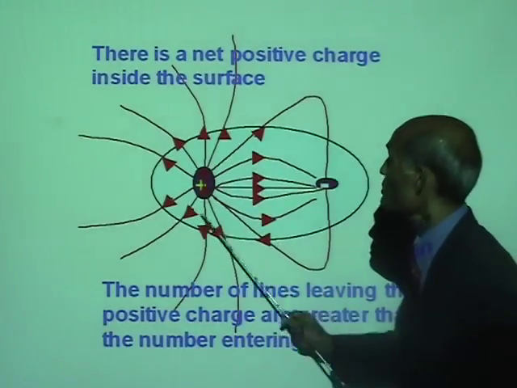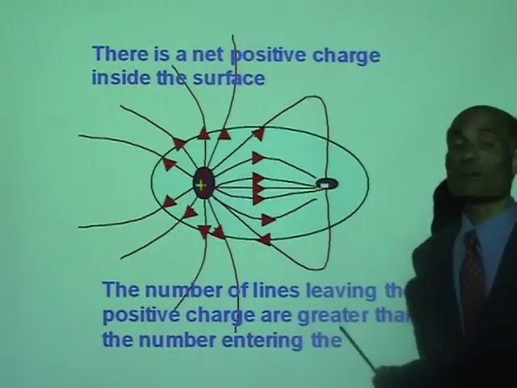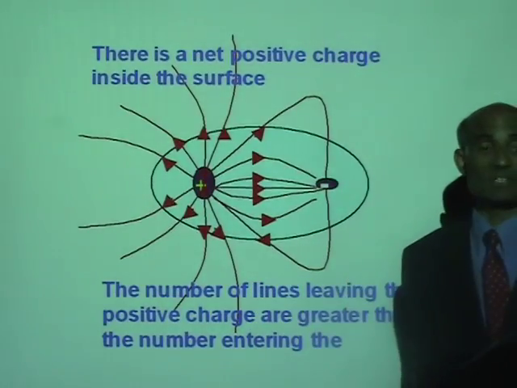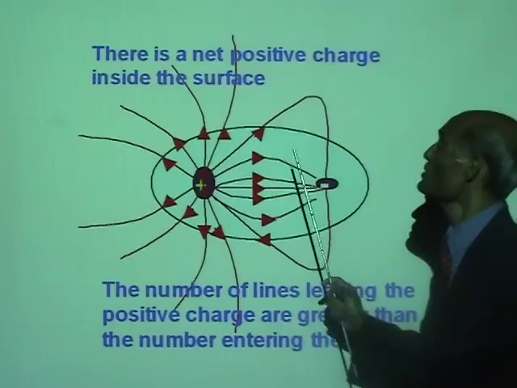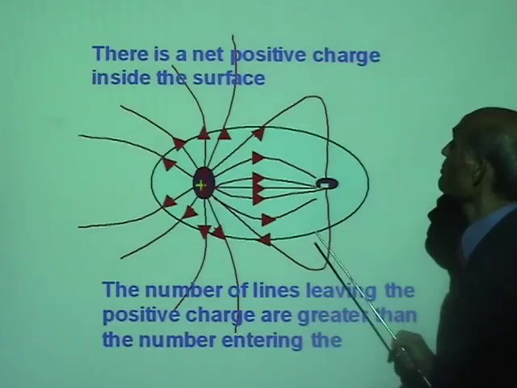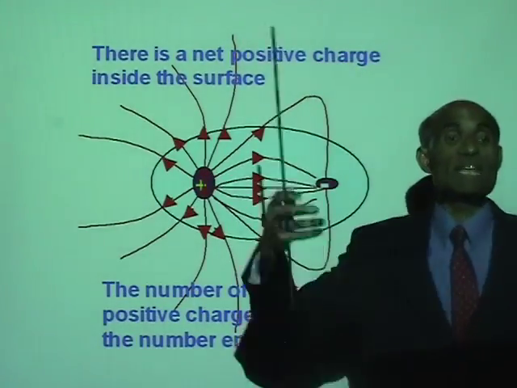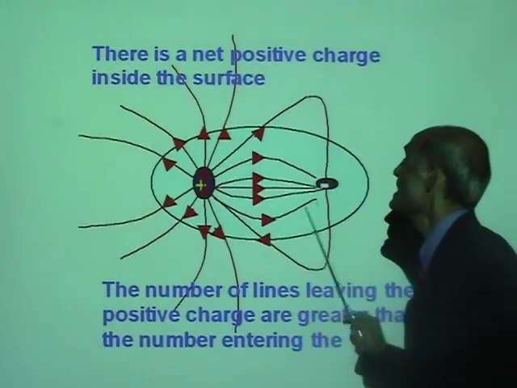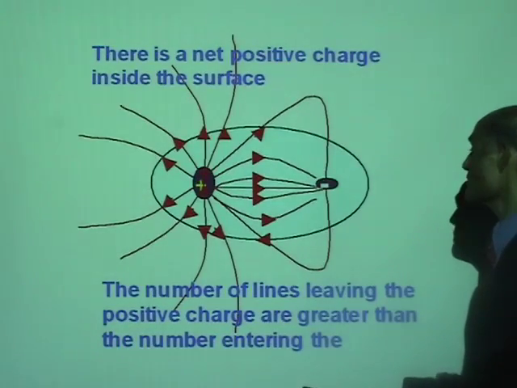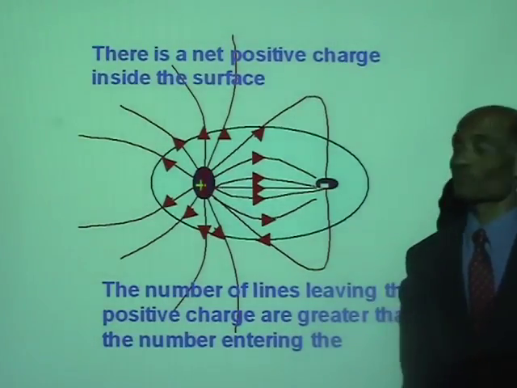Now, how about this diagram? Here the positive charge is bigger than the negative charge. That means there is a net positive charge inside that surface. What that means is the number of lines of force leaving will be more than the number of lines of force entering. There will be a net flux leaving the surface if the net charge inside the surface is positive. The number of lines leaving the positive charge is greater than the number entering it.